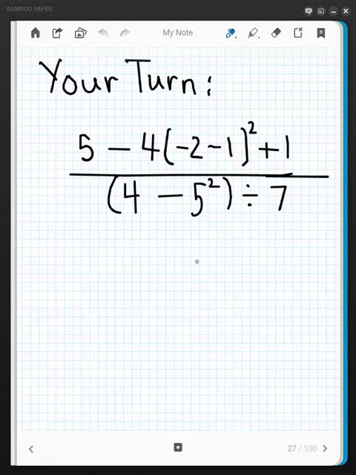Finally, here's a problem for you to try on your own. And again, I would encourage you to do this while you have the video shut off, and then turn it back on and look at the answer.